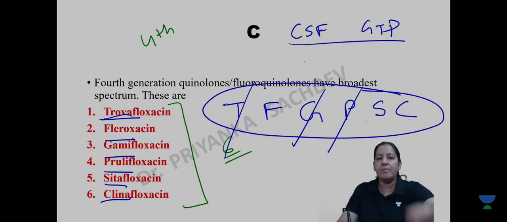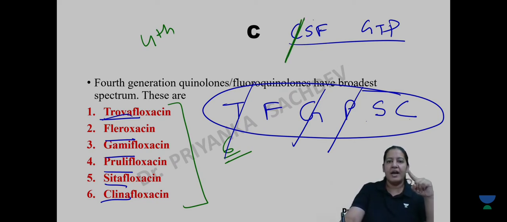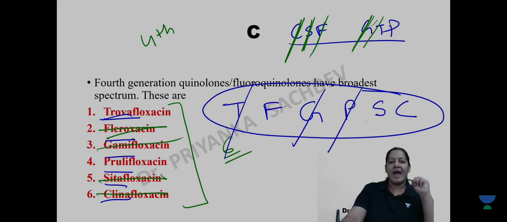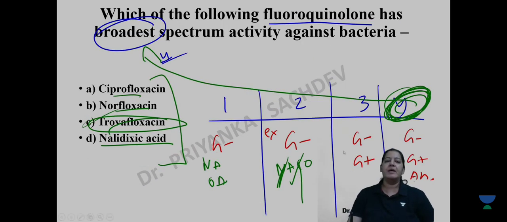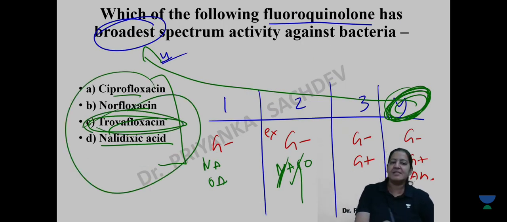So can you tell me the full form? What is CSF? It is Cleena, it is Sita, it is Flero. Right? What is GTP? It is Gami, it is Truva, and it is Truli. So learn these 6 names. CSF, GTP में से T is coming here.